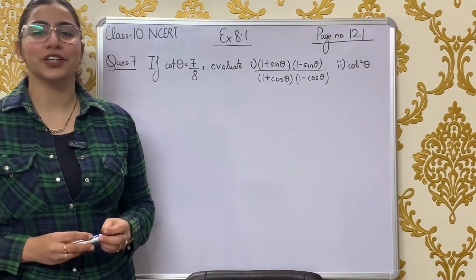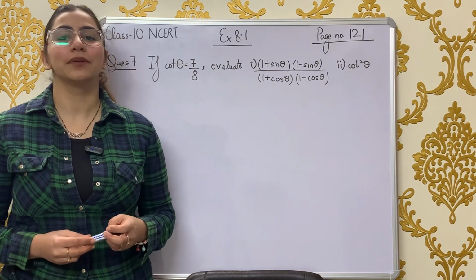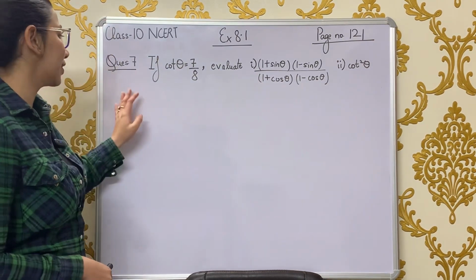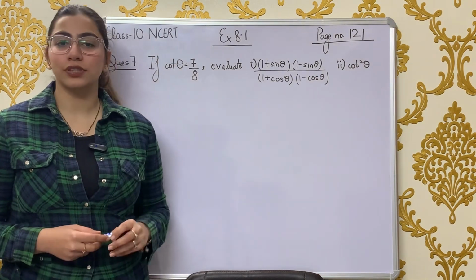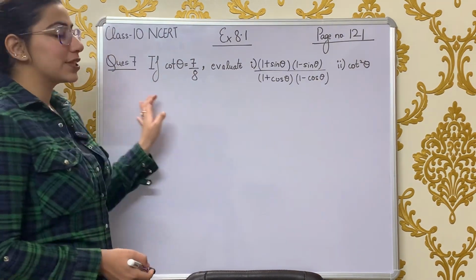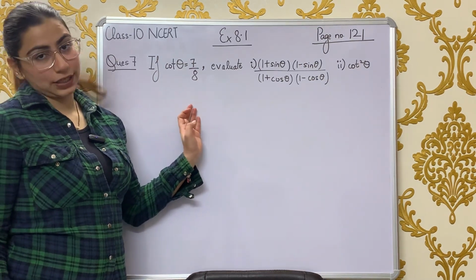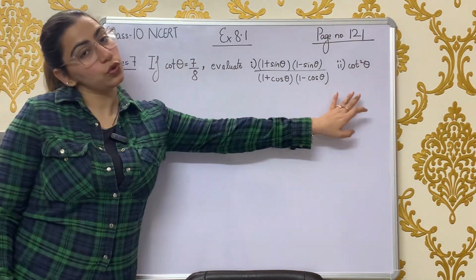So today we are continuing with class 10 NCERT chapter 8 exercise 8.1 part 2. We are starting with question 7. Questions 1 to 6 are already uploaded. In question 7, we are given that cot theta is equal to 7 by 8 and we have to evaluate these two parts.